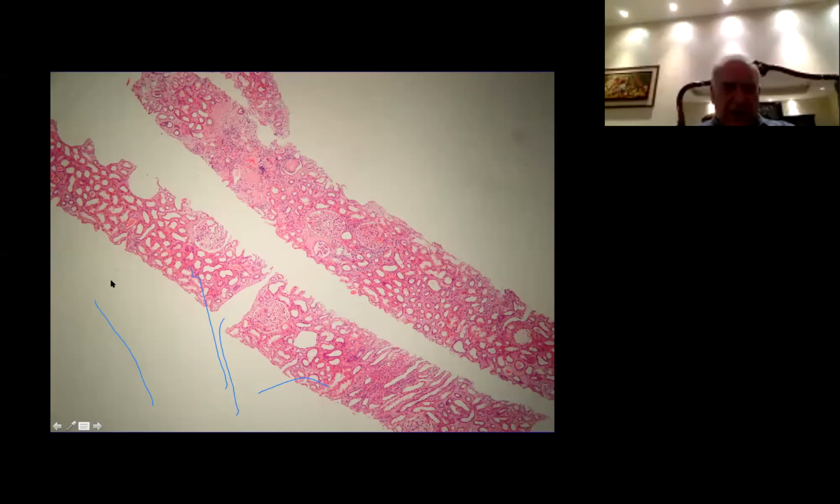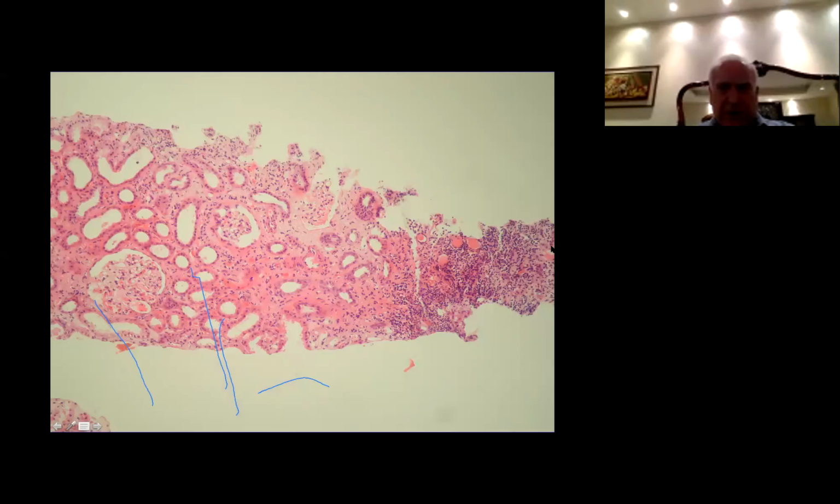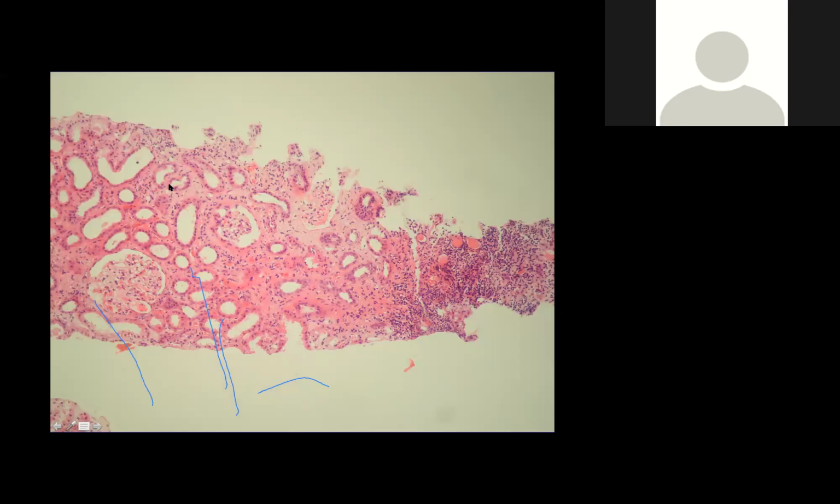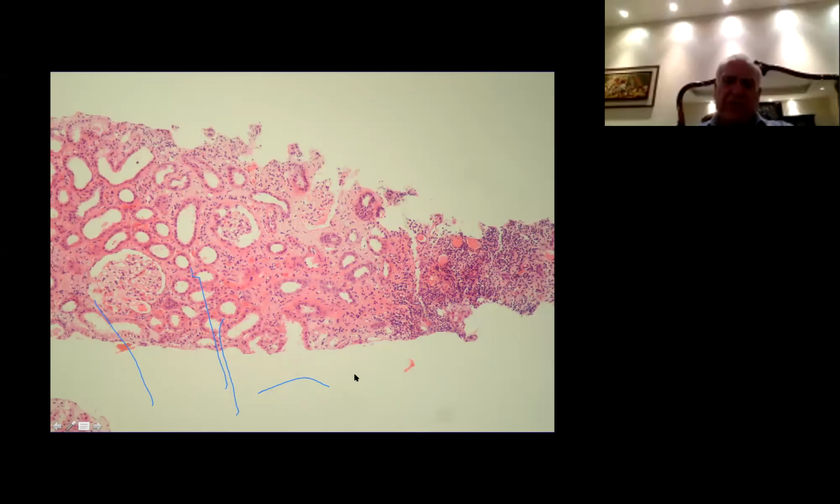That's the glomeruli. This is an area of dense interstitial infiltrate. There may be some interstitial edema. This is fluid, that's not collagen. Look at the tubules, they are separated okay from each other. That's the glomerulus, a beautiful looking glomerulus. There is nothing wrong with this.